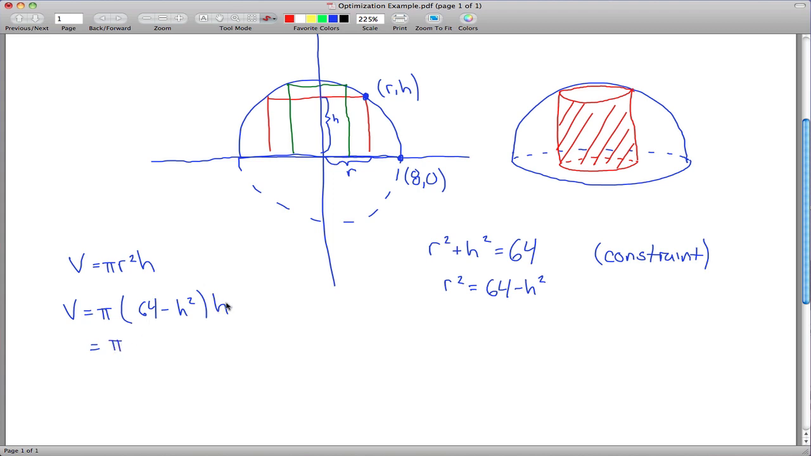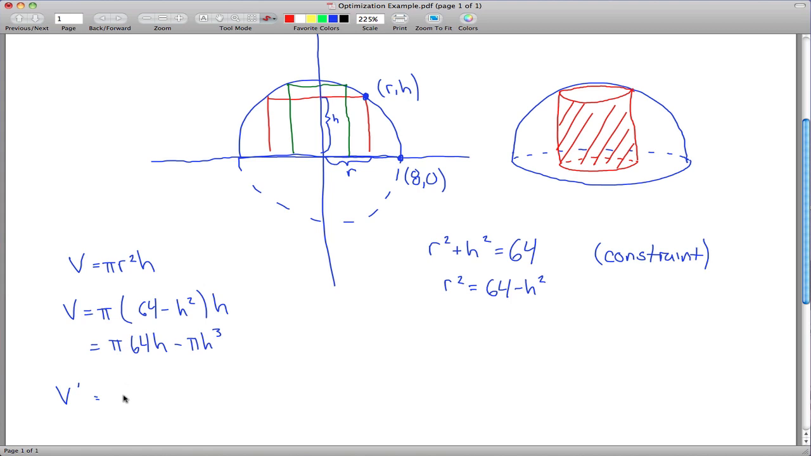We can distribute the h through. So pi 64h. Maybe distribute the pi through also while we're here. Pi h cubed. And we get this thing right here as our volume. And since we're trying to find the maximum volume, we want to find a critical point. So we take the derivative and set it equal to 0.